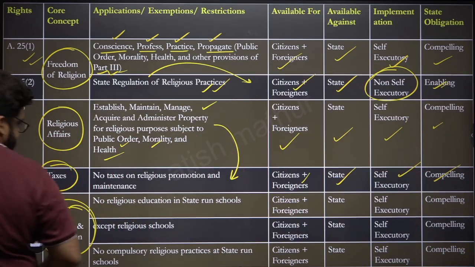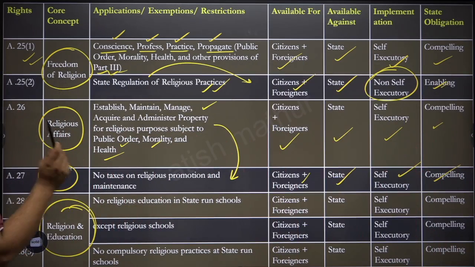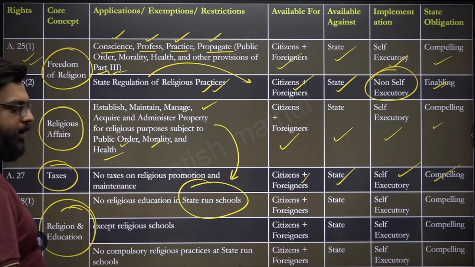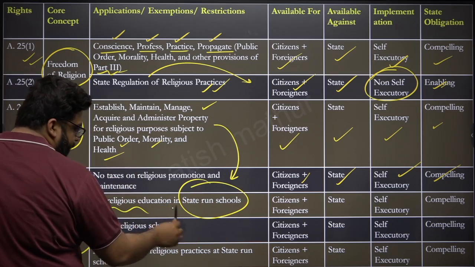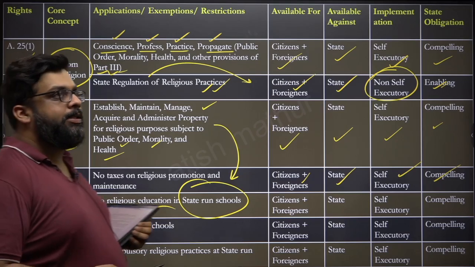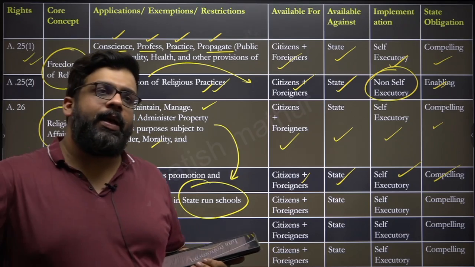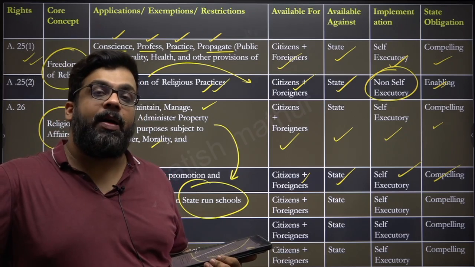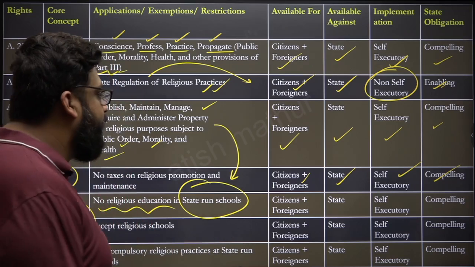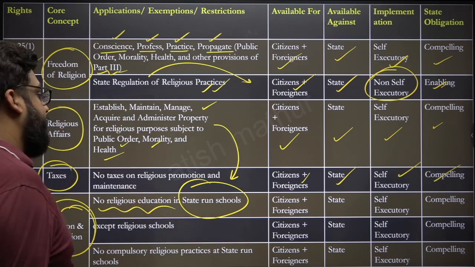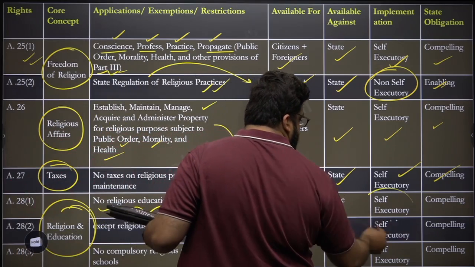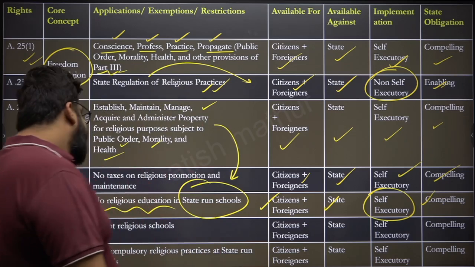28(1), (2) and (3) largely deal with the intersection of religion and education. Basically, 28(1) says, in state-run schools, whether funded by the state or corresponding to state curriculum, no religious education. For example, a couple of CBSE students would have definitely studied the Mahabharata or Ramayana in their CBSE schools. Now that's not religious education. It was taught as a part of your Hindi curriculum under moral philosophy, and the schools can't test you on Hinduism when they taught you that. Again, available for everyone, against the state, self-executory, and this is enough.